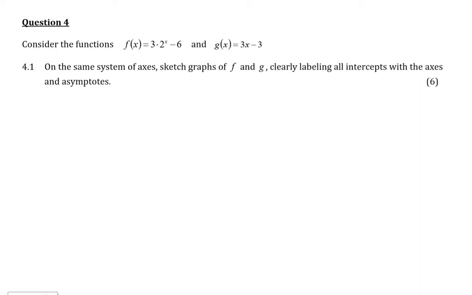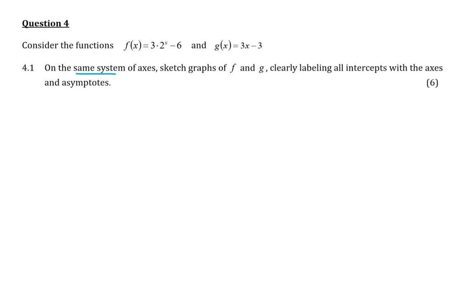Right, grade 11s, on to question 4. Question 4 says, consider the functions f of x, which looks like an exponential, and g of x, which is a straight line. On the same set of axes, sketch the graphs of f and g, labeling all intercepts with the axes and with asymptotes.